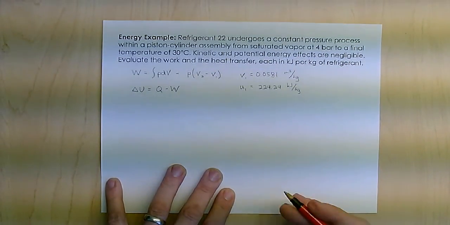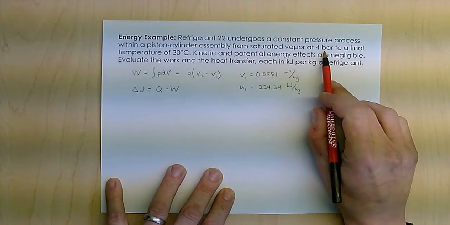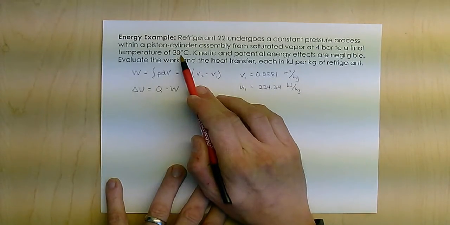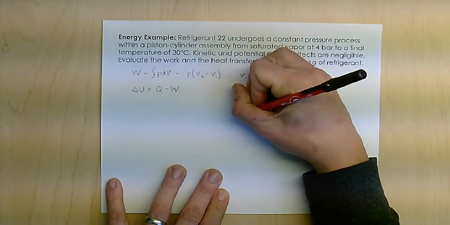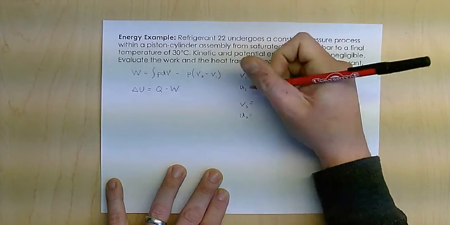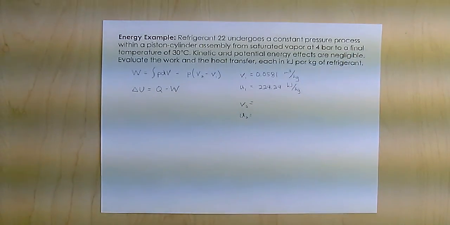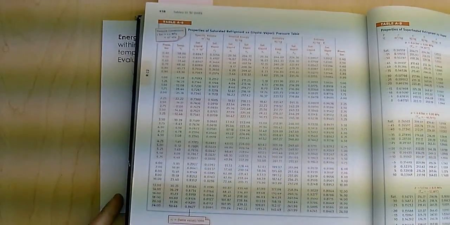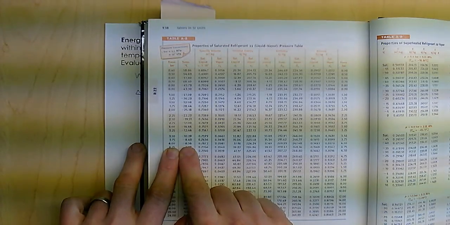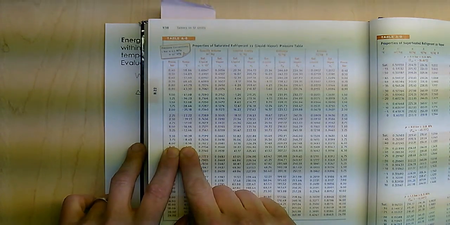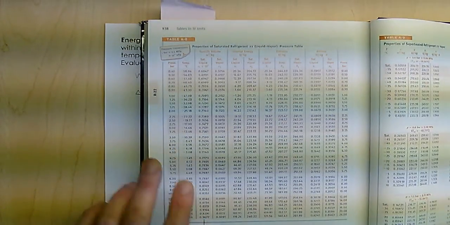Now looking up state 2, which is 4 bar, 30 degrees Celsius. So now I'm going to go look up V2 and U2. I was already at saturated vapor, so let's see where we were. We were at 4 bar, and you can see that my temperature at 4 bar was negative 0.6 for saturation. Now I'm clearly above that at 30, so I need to move over to the superheated region.